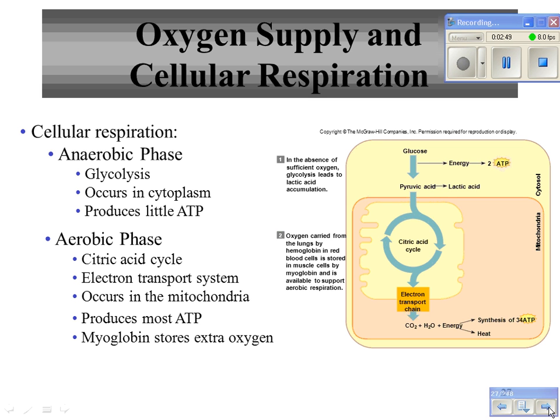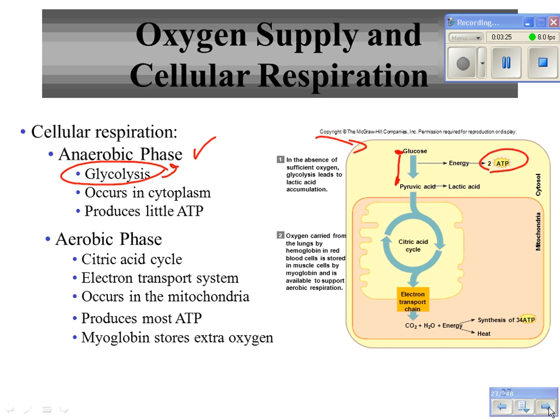Actually, we have the anaerobic process, that's without oxygen, and it occurs in the cytoplasm of the cell. You can see here's a typical cell, a muscle fiber. We're going to take glucose and change it into pyruvic acid, and we get out a little bit of ATP in this anaerobic process. It occurs in the cytoplasm of the muscle fiber, and we make very little ATP. This whole process is called glycolysis.